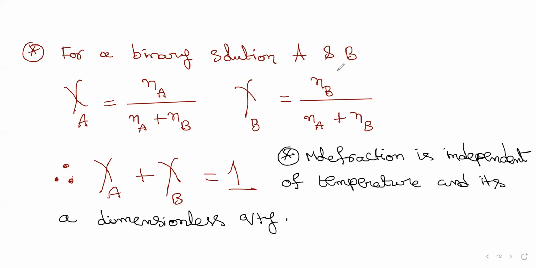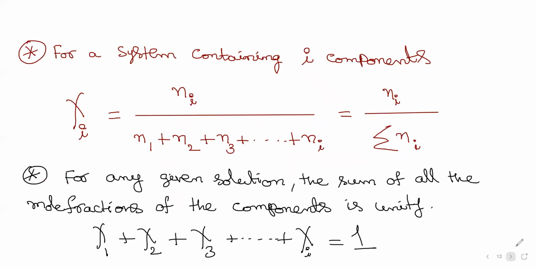Let's move on to the next slide. For a binary solution A and B, chi A is Na by Na plus Nb, and chi B is Nb by Na plus Nb. Chi A plus chi B is always equal to 1. When you add up these two, you always get the sum of the mole fractions. The sum of the mole fractions is always unity for a given system. And the mole fraction is independent of temperature, and it's a dimensionless quantity. That is another important statement which you have to know.